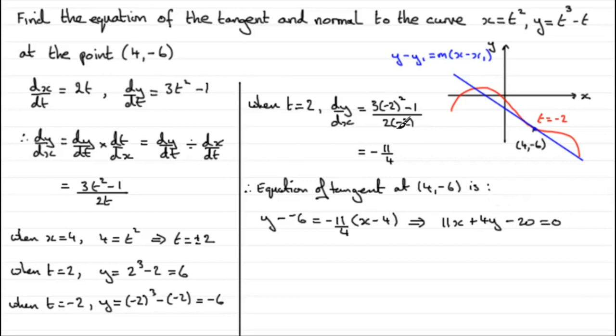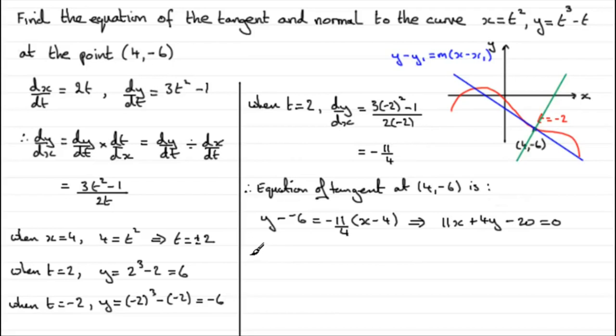Now when it comes to finding the equation of the normal, the line perpendicular to our tangent here, the gradient is going to change. How does that gradient change? Well, we should know it is the negative reciprocal of the gradient of the tangent. So we know that the gradient of the normal will be plus 4/11.